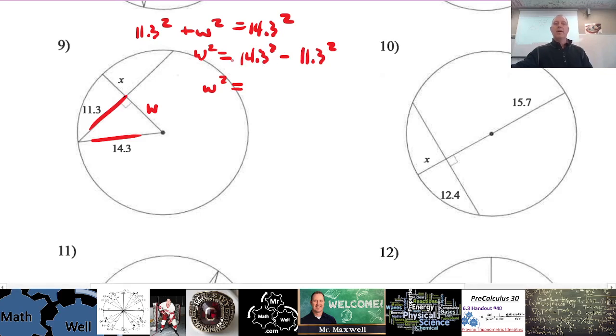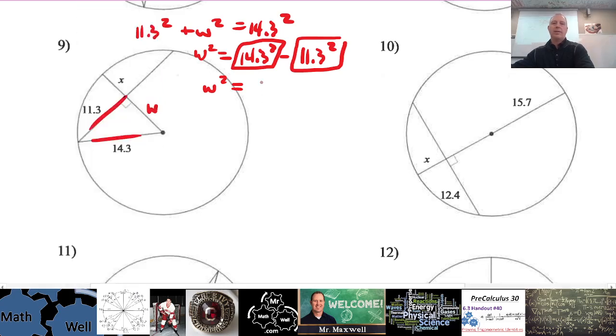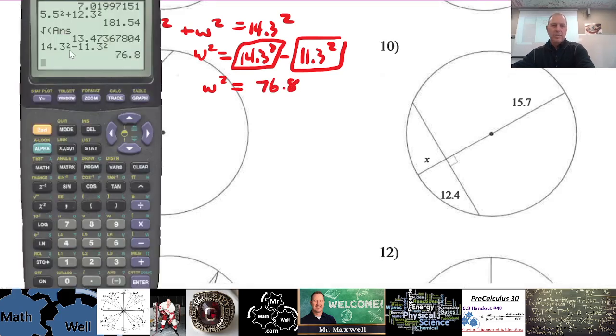Instead, we have to evaluate this whole thing, including the squared, and this whole thing, including the square. Those are two separate identities, and we will combine them in a sec, okay? I don't know if anybody has ever thought of doing that, but please make sure you don't do that. So 14.3 squared minus 11.3 squared is 76.8, okay? 76.8. Now double check that. Got the squareds in there.